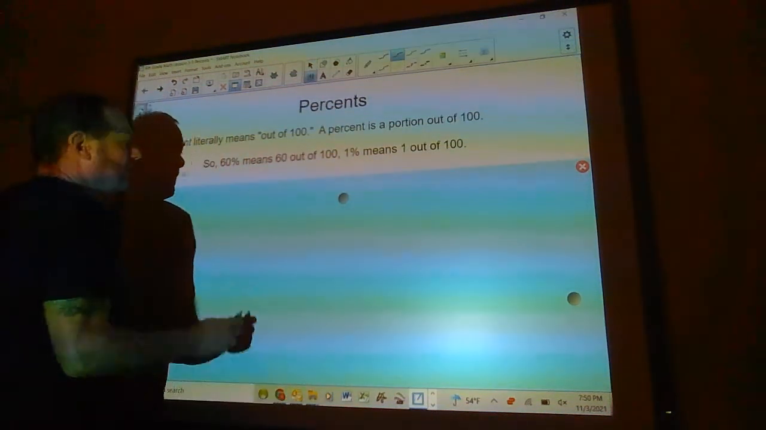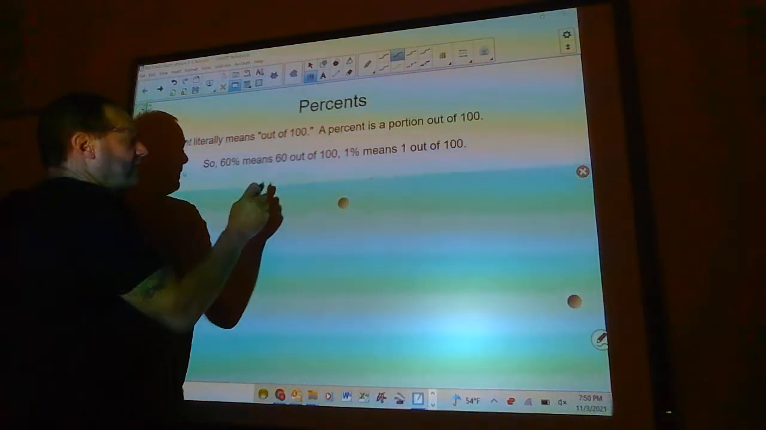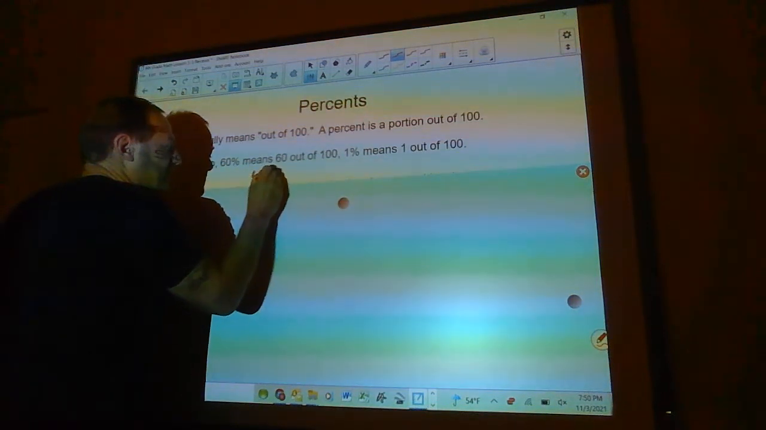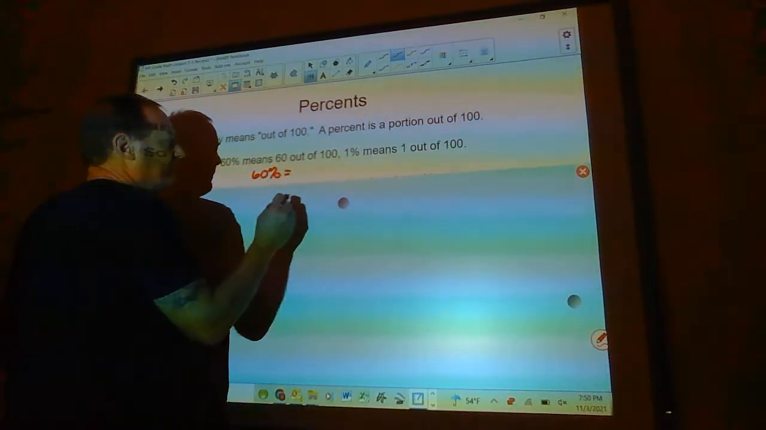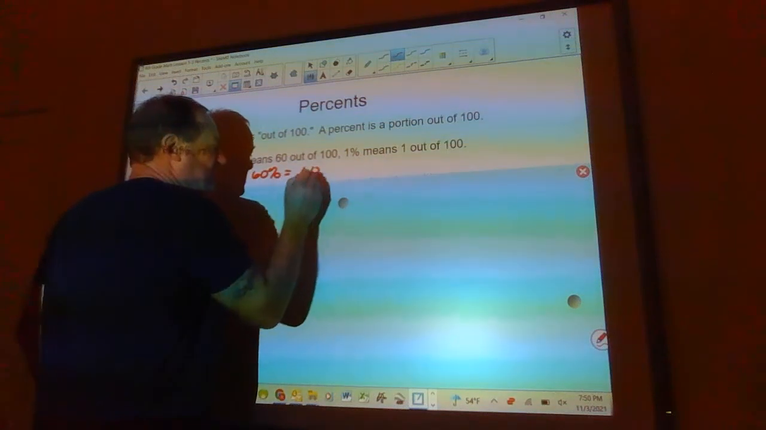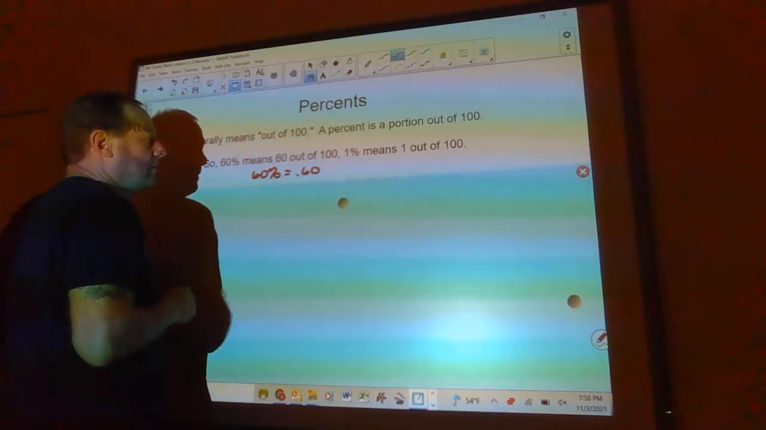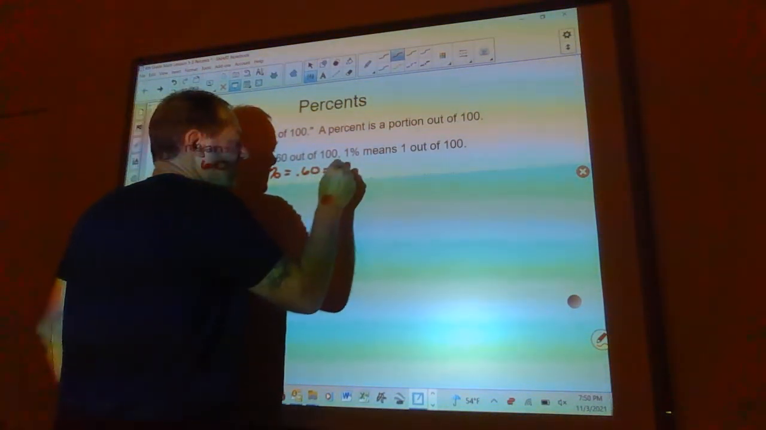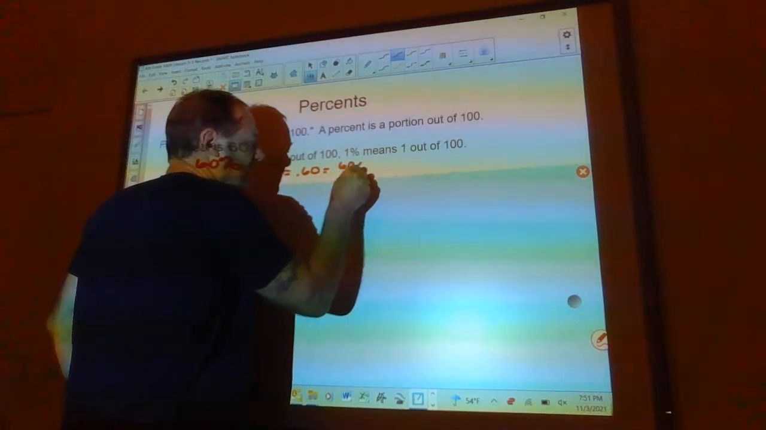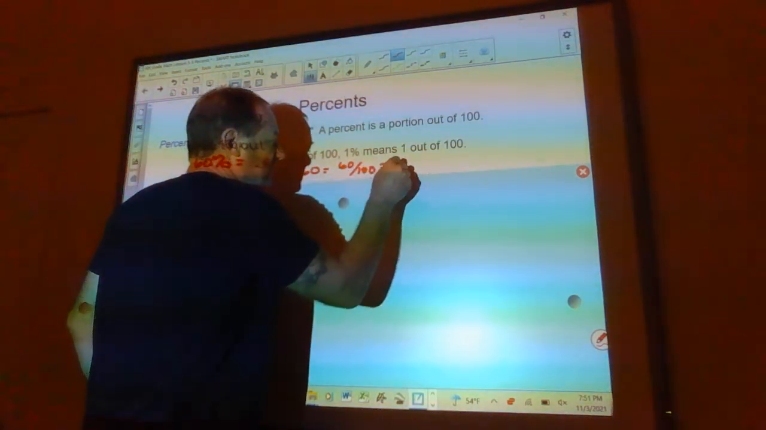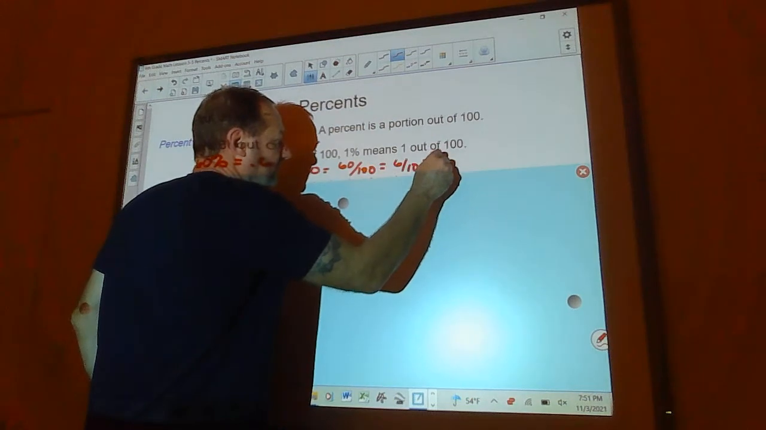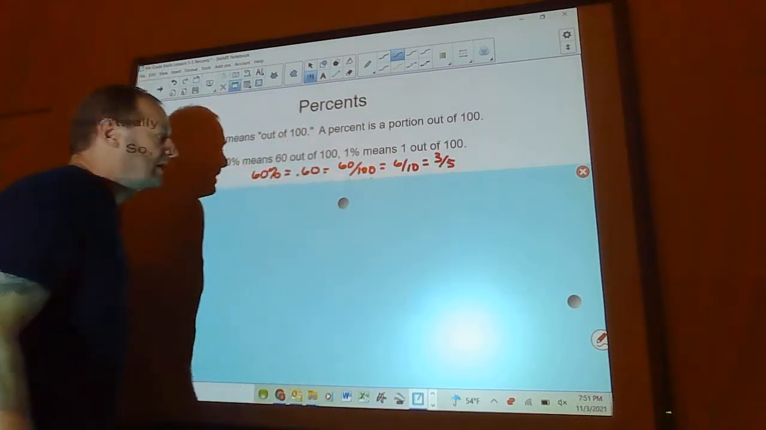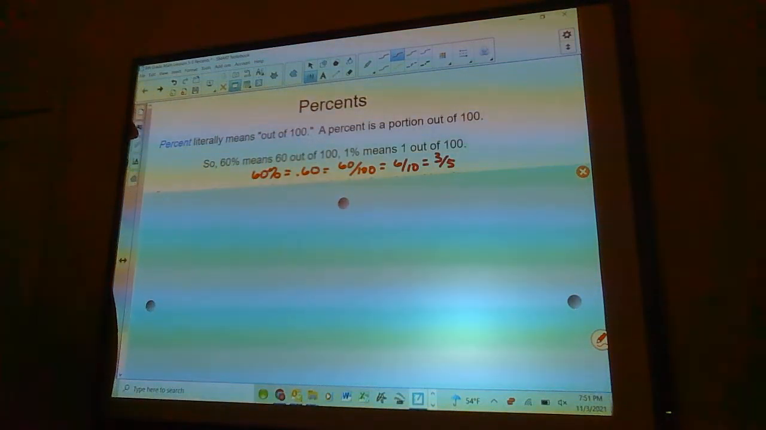So you could also write it: 60% is equivalent to 0.60, which is 60 out of 100, which reduces to 6/10 or even 3/5. All of those are ways that you could represent 60%.